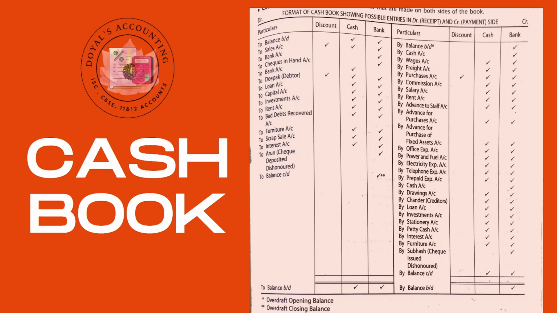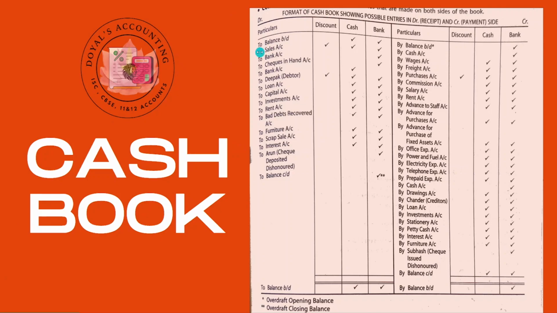Now, cash books can be of two types. You have a single column cash book or double column cash book in which cash and bank transactions are recorded, and a triple column cash book in which discount, cash and bank columns are made. The format of a cash book is similar to a ledger. You have debit, credit on top, cash book on your left side, particulars, cash, bank, particulars, cash, bank.